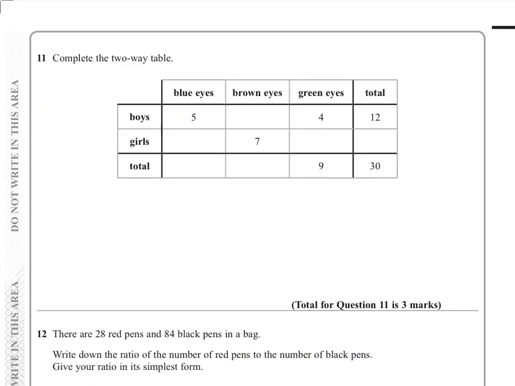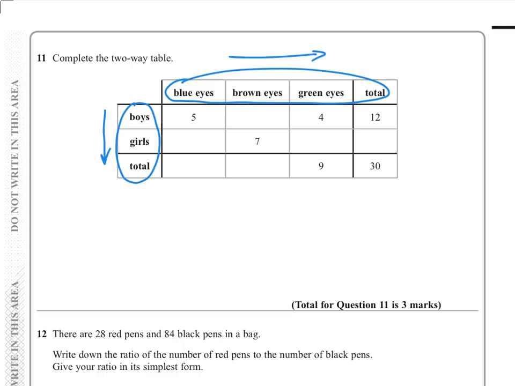Question 11. You have to complete the two-way table. So in this situation, it's called a two-way table because we have things going down one column and then we have information going across. And it's got to make sense whichever way you read the table.